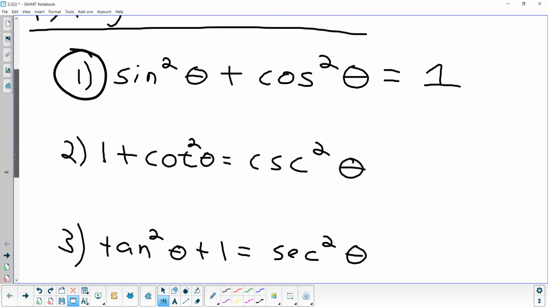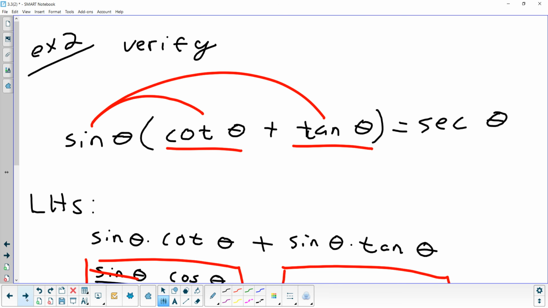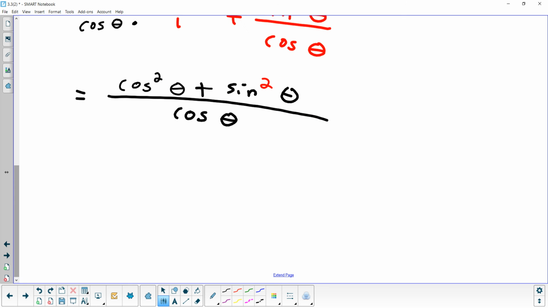What is cosine squared plus sine squared? Yeah, 1. I know it's in a different order, but with addition, the order doesn't matter. Cosine squared plus sine squared is the same as sine squared plus cosine squared, like 2 plus 5, 5 plus 2. Still the same thing. So cosine squared plus sine squared is 1. So that entire numerator turns into a 1.